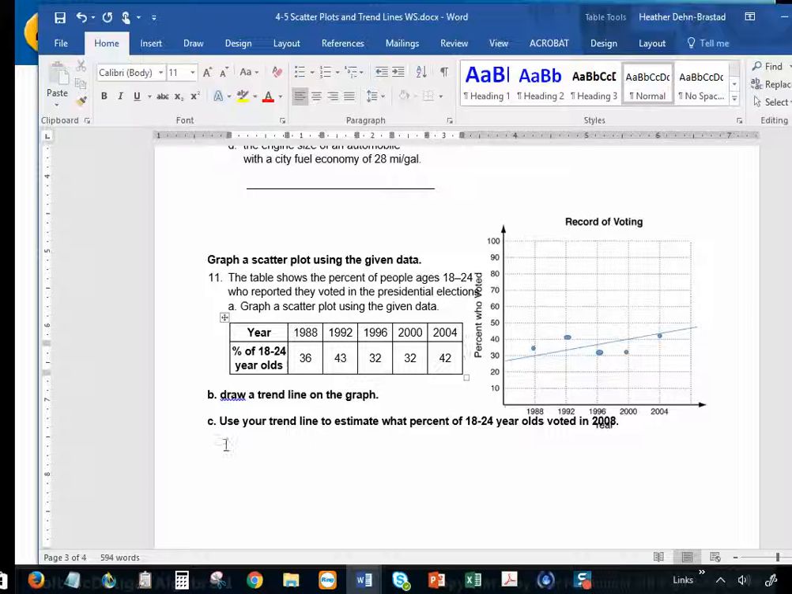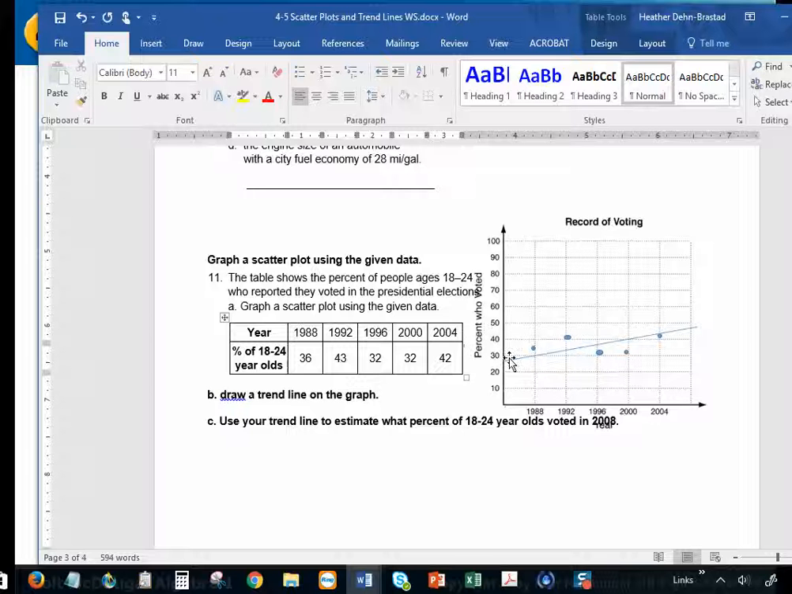And then the next question says, use your trend line to estimate what % of 18 to 24-year-olds voted in 2008. Well, 2008 would be right here. So if I go up to 2008, that'd be about here, and then I follow that straight line across to about here, that looks like about 47, 48, somewhere in that range.